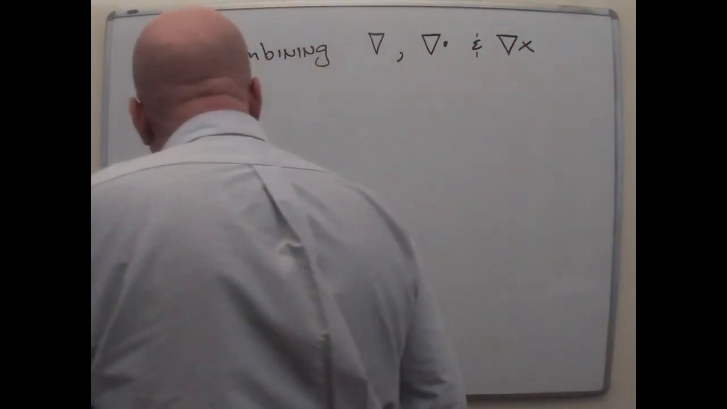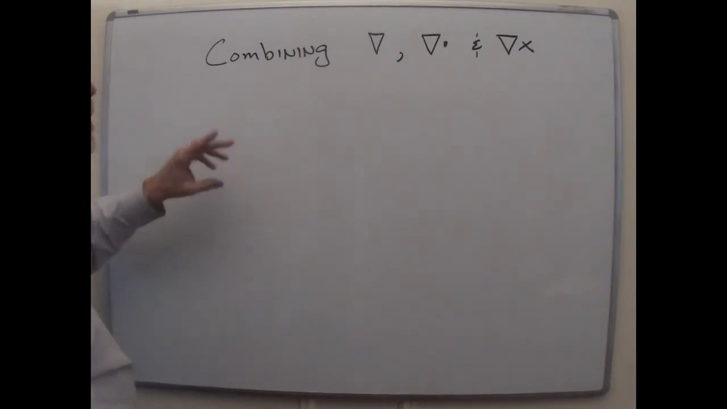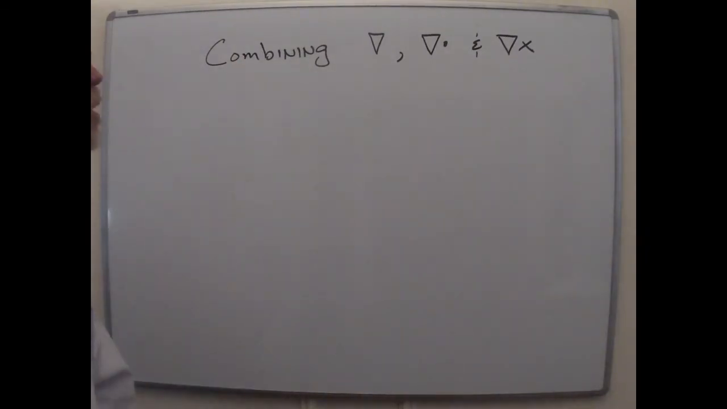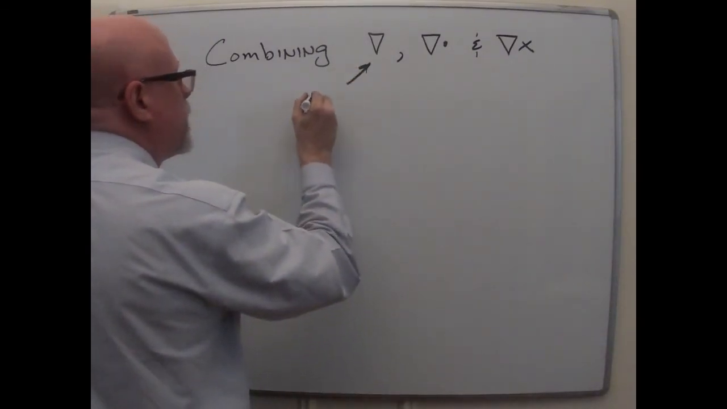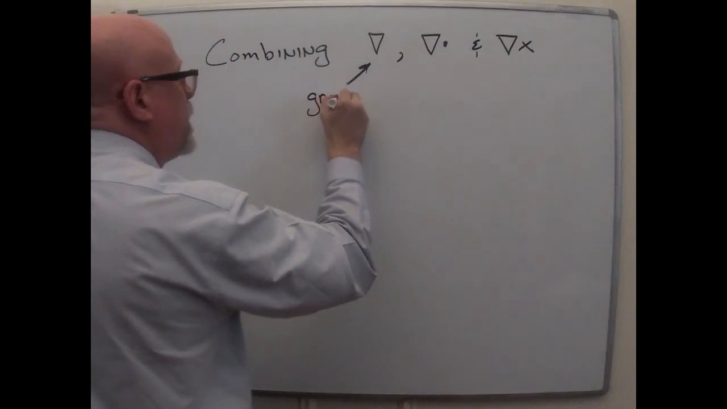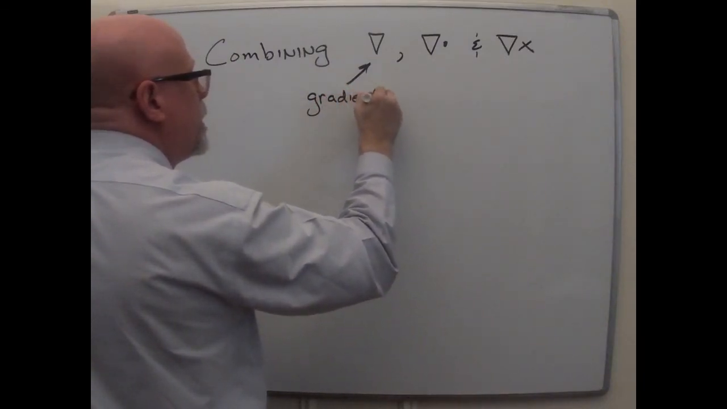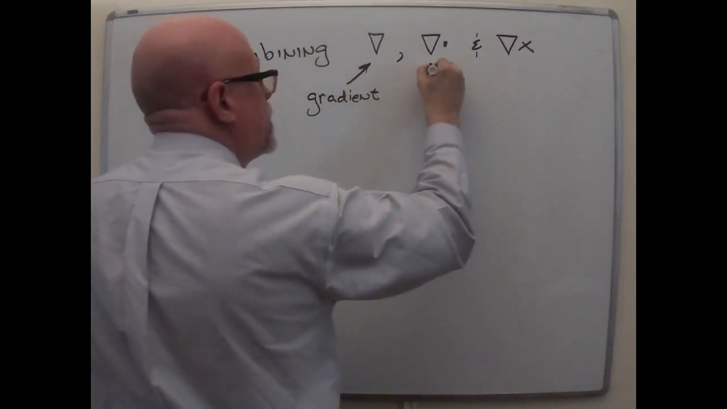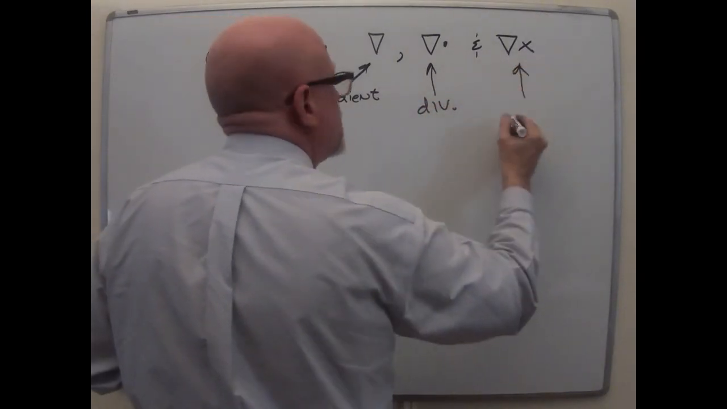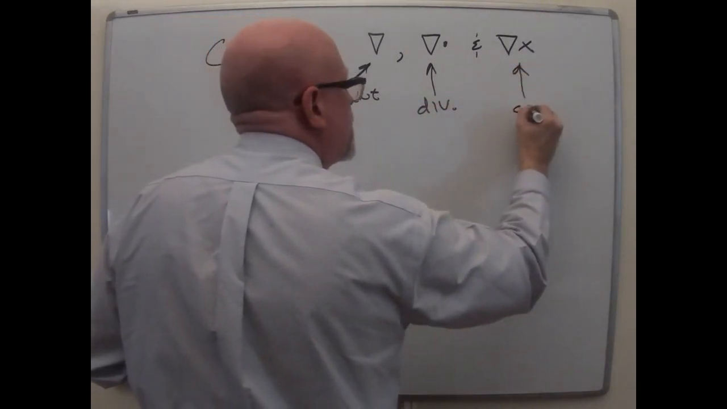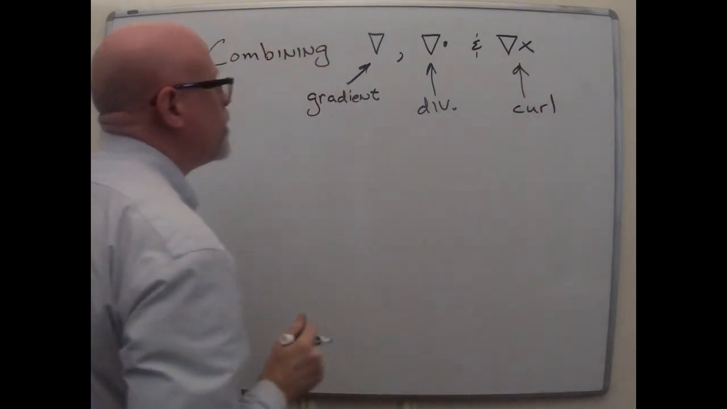So we've just had two theorems about how you can combine del dot something and del cross something. That is, these things are sort of shorthands where you can combine gradients, divergences, and curl.